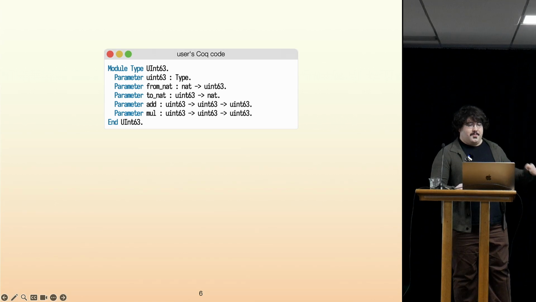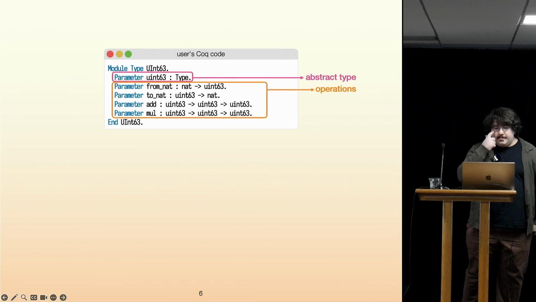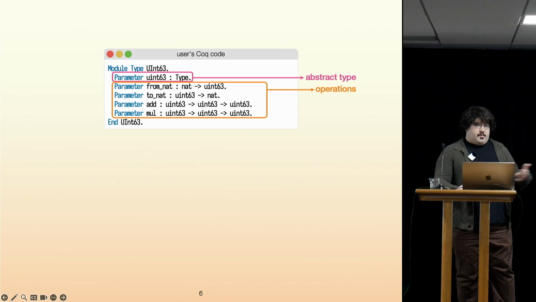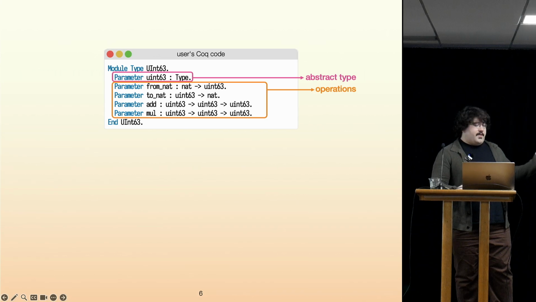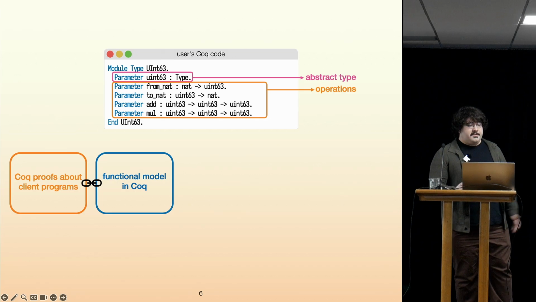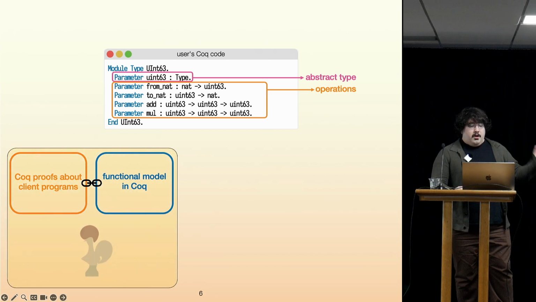So here's the setup that we propose. We define an interface, an API for unsigned 63-bit integers in the standard way as a module type in Coq, which is like a module signature in ML, and we have an abstract type and some operations defined on the abstract type. We want to write proofs about this interface, so we give a purely functional definition of this interface, and we can reason about client programs of this interface using that functional model. And all of that reasoning is plain conventional Coq.